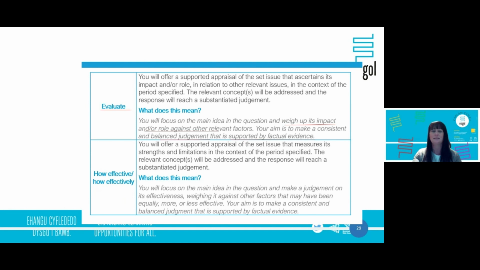You may have a how effective or how effectively style question. So you focus on the main idea in the question again, you make a judgment on its effectiveness and you weigh it up against other factors that may have been equally, more or less effective. So you would be giving your judgment at that point. Your aim is to make a consistent, balanced judgment that is supported by factual evidence.